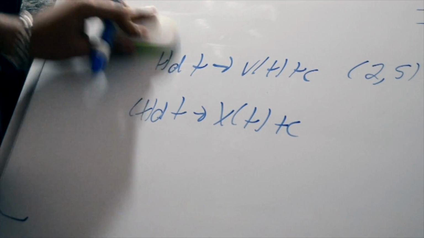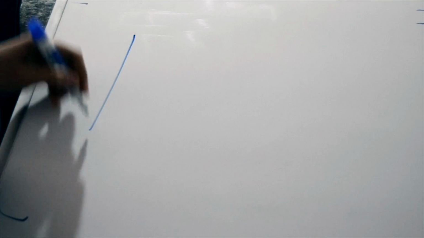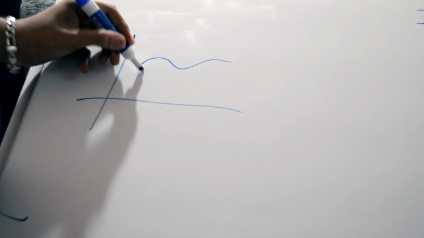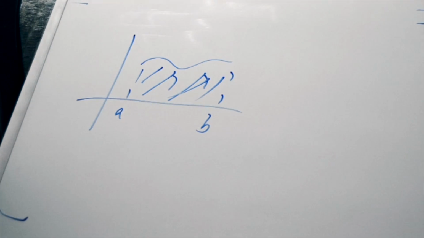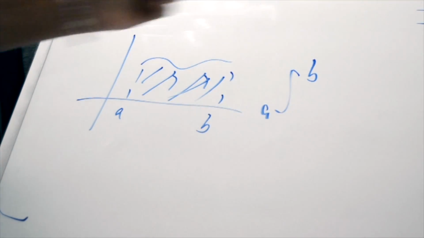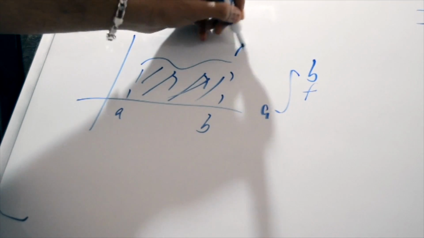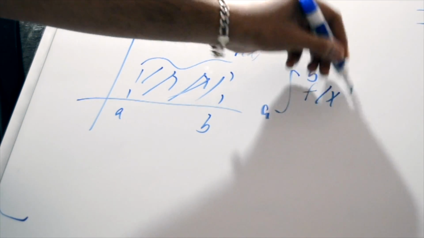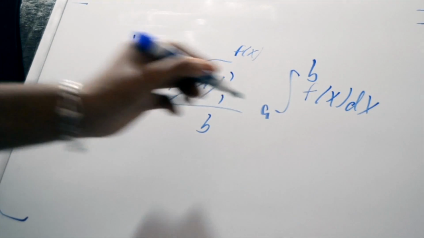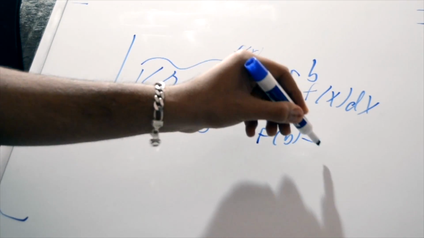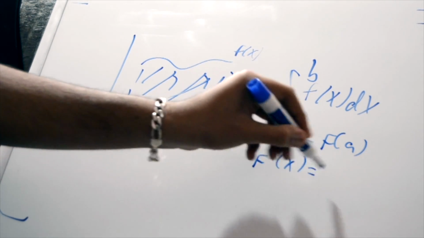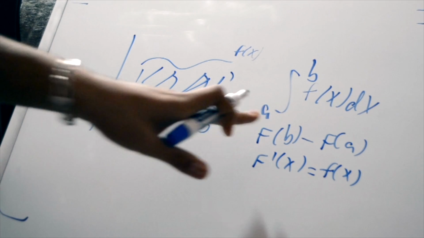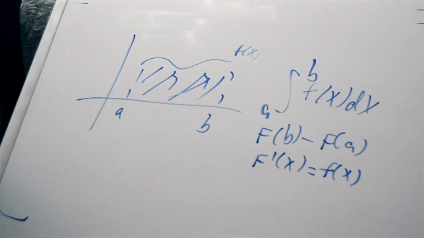Now we move on to the fundamental theorem of calculus part 1. It just tells us that if you have a graph and the interval from A to B, if you want to find the area of that graph, all you have to do is integrate from A to B of f of x with respect to x. This would just be F of b minus F of a, where the capital F, if you take the derivative, will give you the original function. And that's it. You find that part and you just integrate.